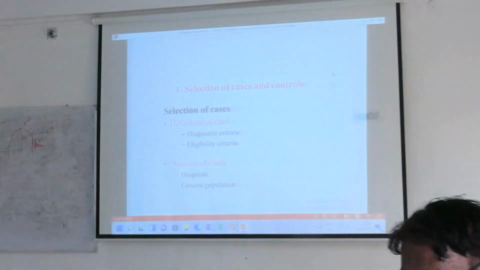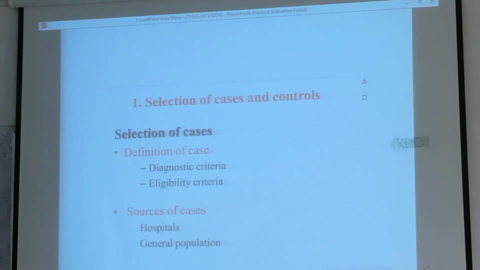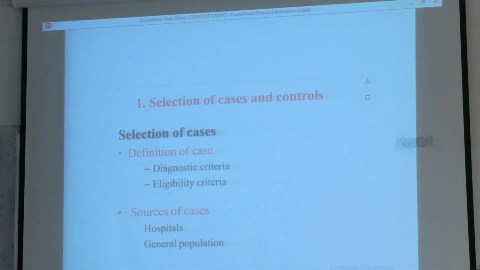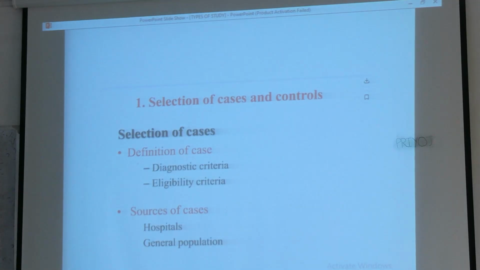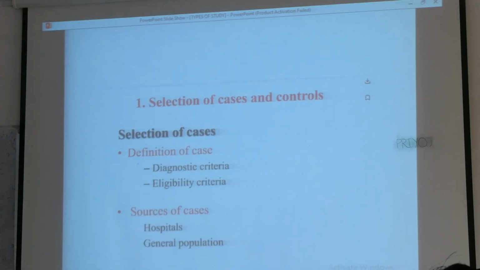That is called matching. Measurement of exposure, analysis and interpretation. So selection of cases, definition of case. What is a case? You have to have diagnostic criteria, eligibility criteria, and here the thing is, you can fix your definition. Like, what do you mean by a Nipah case? For example, I'm giving an example of Nipah because we had it. So a person who is confirmed as Nipah is considered as a case.